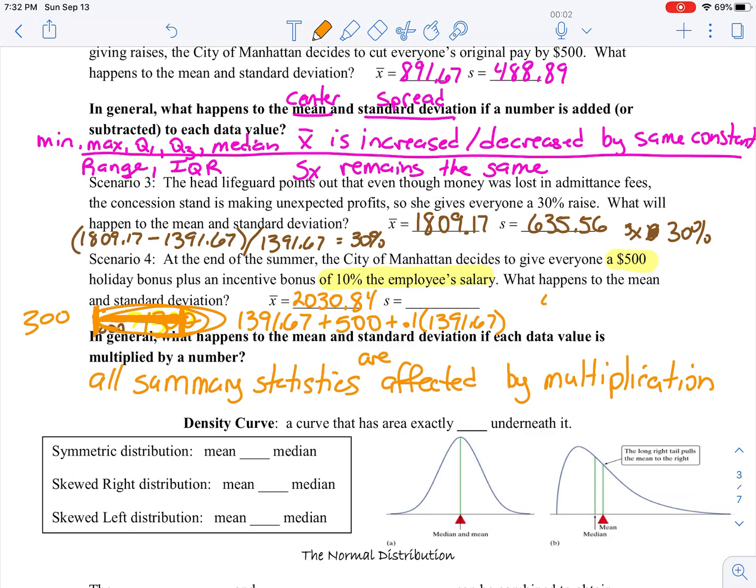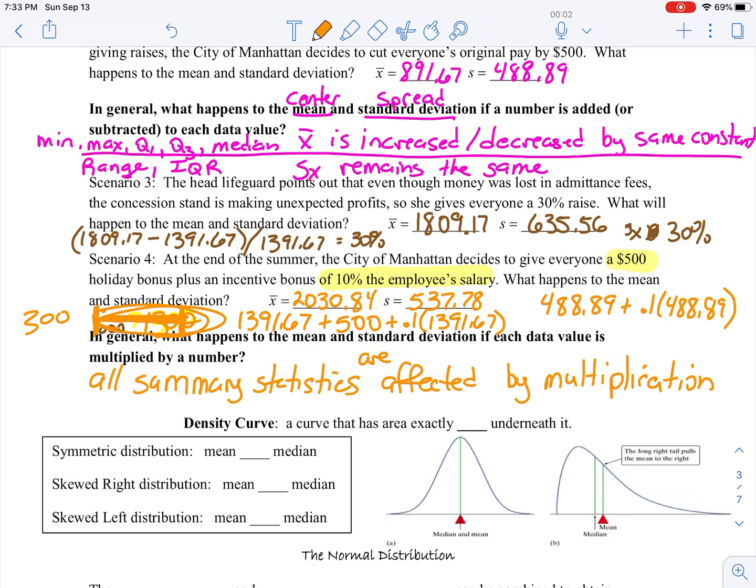Okay. So we're going to start out with my mean. My standard deviation was 488.89. Now, the thing I have to remember is when I added the $500, measures of spread are not affected by an addition, because everything just moves up the number line. So I'm not going to add $500 to that. However, I am going to add a 10% rate. So we're going to take 10% of 488.89, and that's what my new standard deviation will be, 537.78.